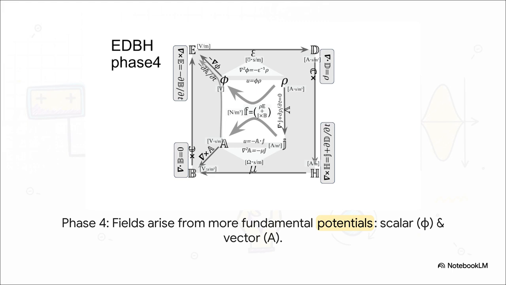Now, this next part is a really powerful idea that can make the math so much easier. It turns out all these fields can be described by even more fundamental quantities we call potentials. And our pattern holds up again. The intensive field, E, can be described using a scalar potential, phi. And the extensive field, B, is derived from a vector potential, A. These potentials are really the bedrock that the fields are built on.